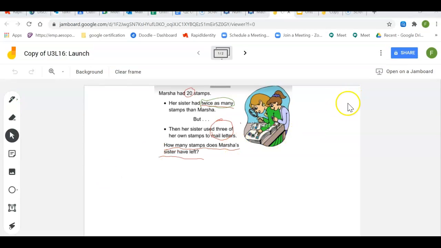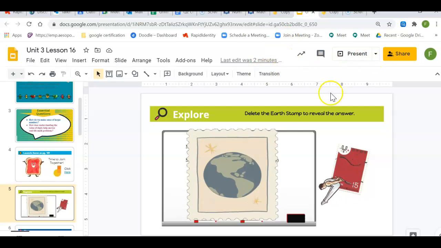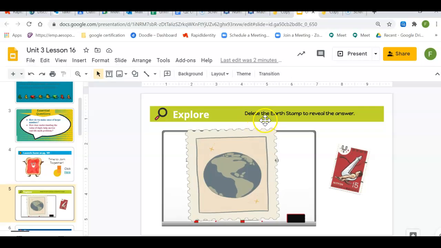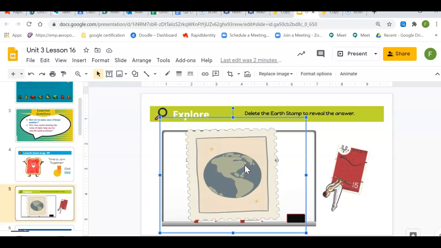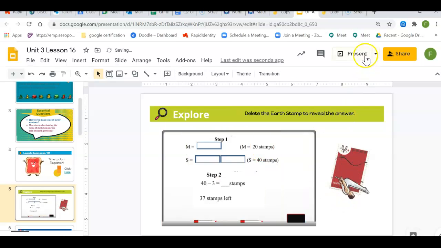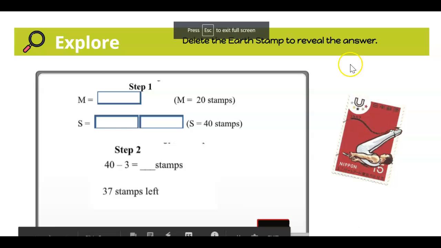So you've had an opportunity to go through and try to solve it. I'm going to go back to our slides really quickly here. And our next slide is telling us to delete the Earth stamp to reveal the answer to the problem that we just worked on. So I'm going to go here and delete it. And this is what we have. Let's go on and take a look.